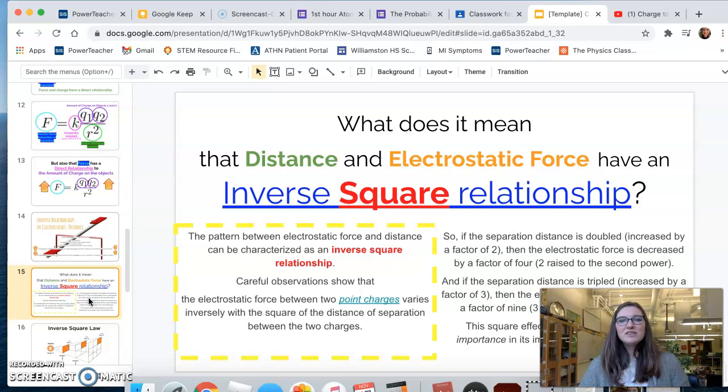So what does it mean that they have an inverse square relationship? That means that the electrostatic force between 2 point charges varies inversely with the square of the distance of the separation between the two charges. So if the separation distance is doubled, increased by a factor of 2, then the electrostatic force is decreased by a factor of 4, like 2 raised to the second power. And if separation distance is tripled, which is increased by a factor of 3, the electrostatic force is decreased by a factor of 9, 3 raised to the second power. So the square effect makes the distance of double importance in its impact upon electrostatic force.